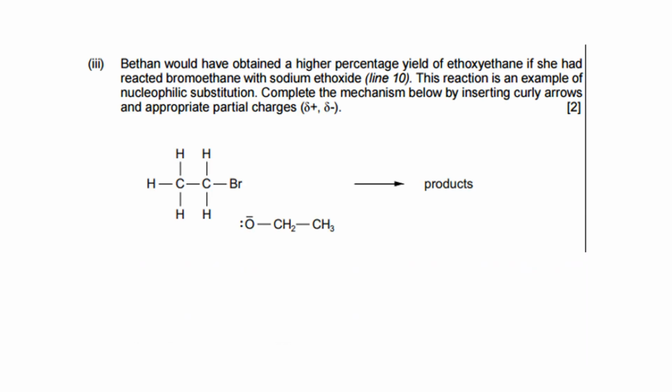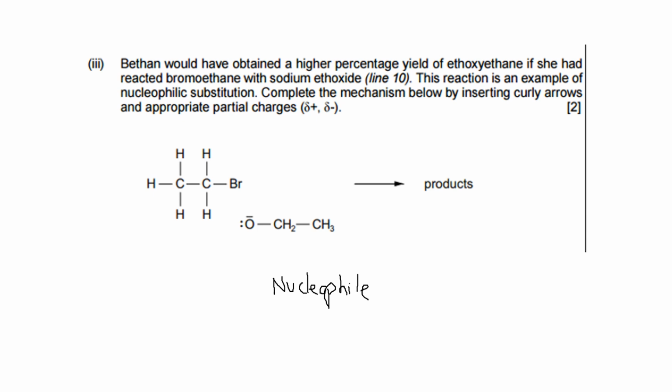The next question wants you to show that you can do curly arrows to represent nucleophilic substitution for an unfamiliar molecule. So you've got bromoethane here, and then you've got this OCH2CH3, but the key point is this oxygen here has a negative charge on it, so it's going to act as a nucleophile. So this is your nucleophile here. Because it's negatively charged, it's attracted to something positive.